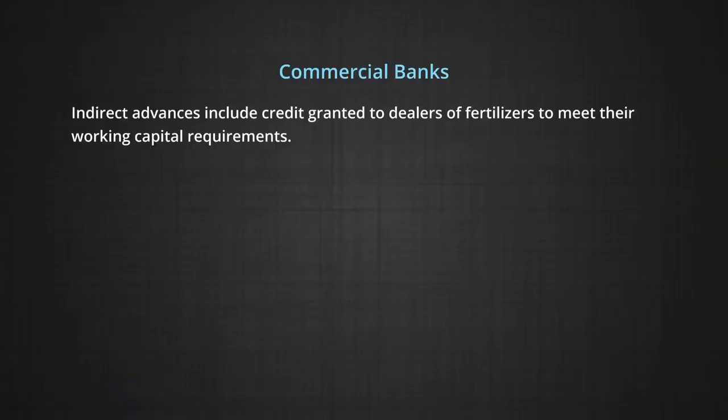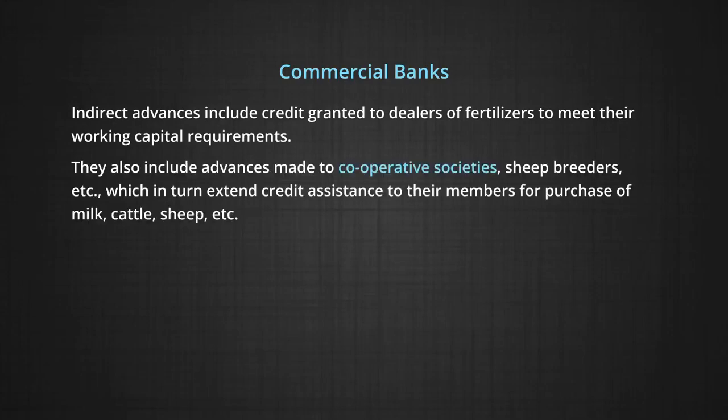Maximum repayment period is 15 years in such cases. Indirect advances include credit granted to dealers of fertilizers to meet their working capital requirements. They also include advances made to cooperative societies, sheep breeders, etc., which in turn extend credit assistance to their members for purchase of milk, cattle, sheep, etc.